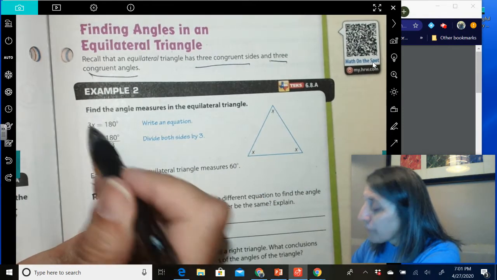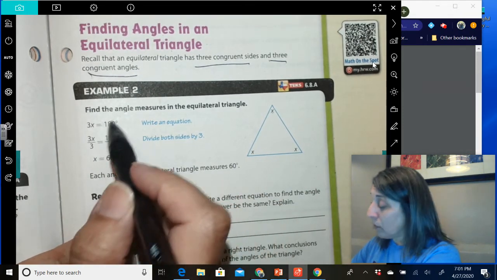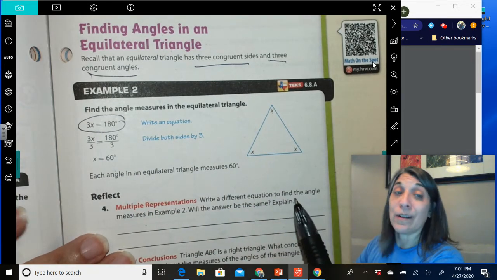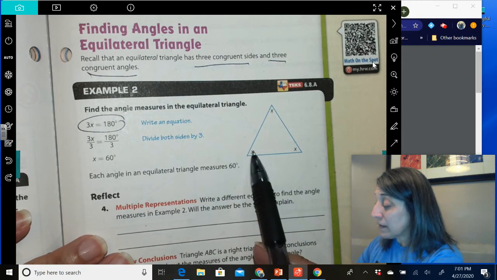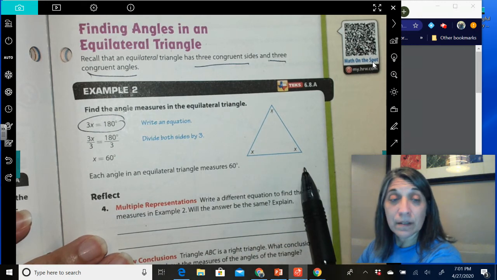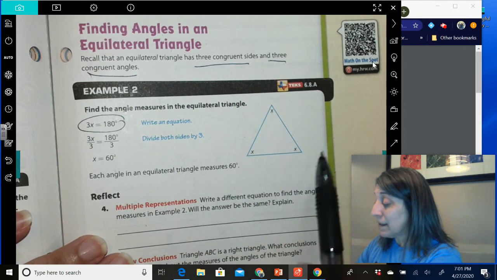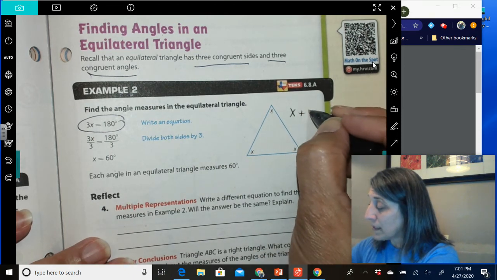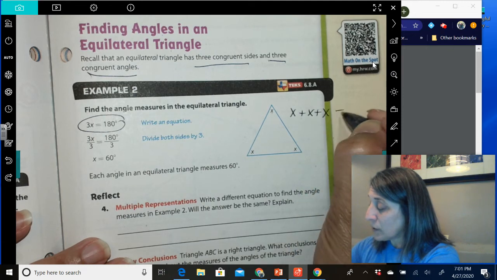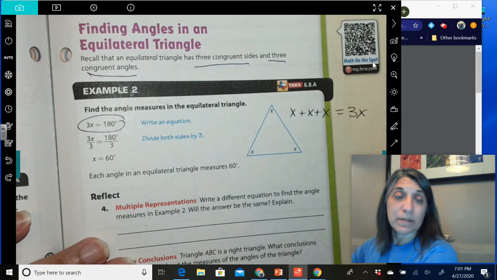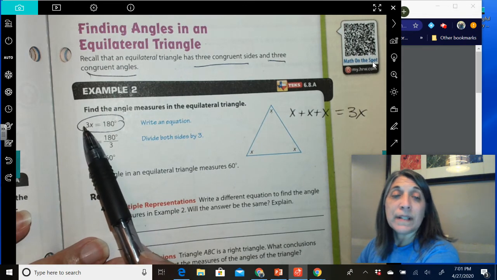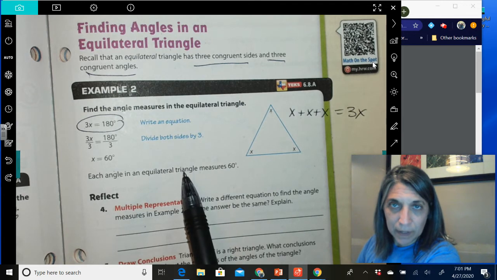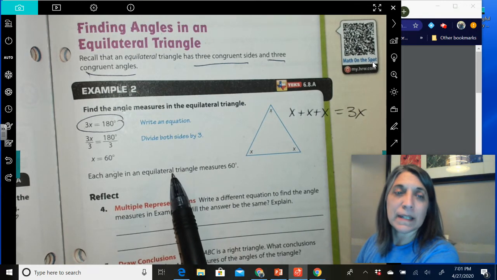So the formula for an equilateral triangle can be 3 times whatever one of the angles is, equal to 180, because they're all the same measurement. Does that make sense? This x plus this x plus this x, which is basically 3x, right? So that's where the 3x comes from. 3 times x, or repeated addition, is the same as multiplication. That's not to be confused with exponents. It's not repeated multiplication, it's just repeated addition.